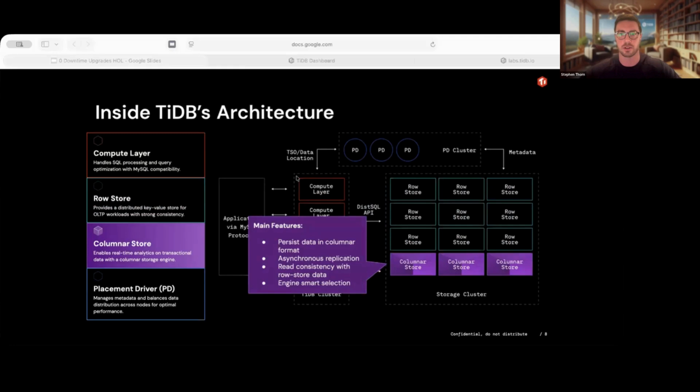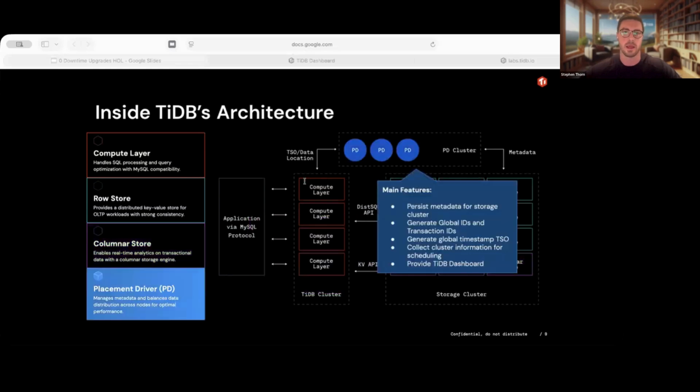Again, TiFlash is optional to deploy and use, and the TiDB nodes have a TiDB query engine, which automatically routes queries to either use TiKV or TiFlash as needed. Next, we have our placement driver, or PD for short, which is shown in the blue circles here in the diagram. PD is the brain of the cluster.